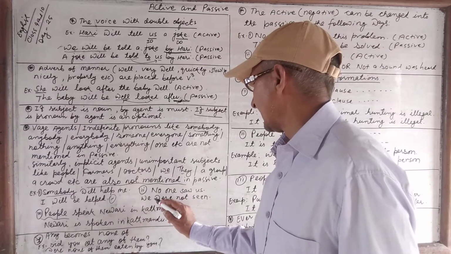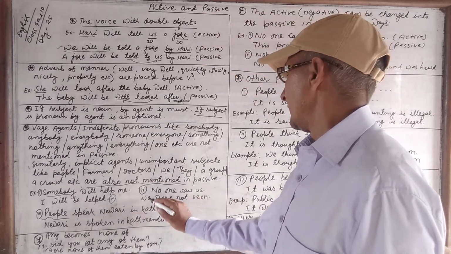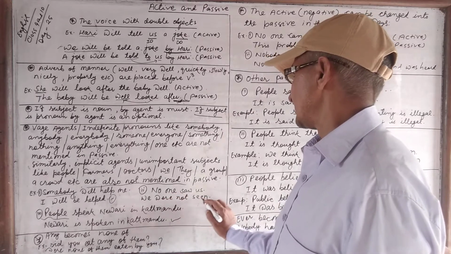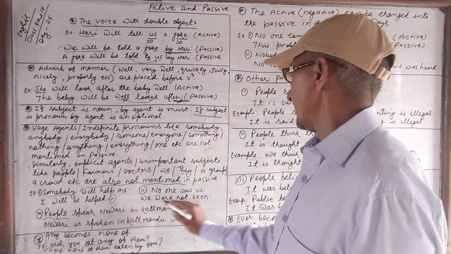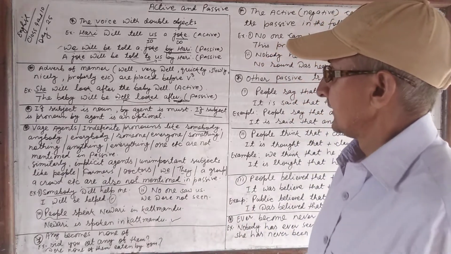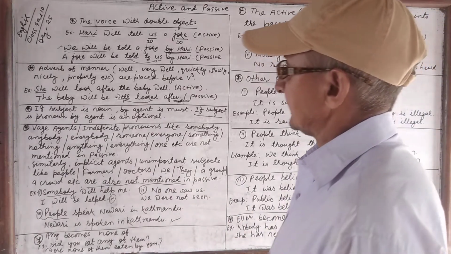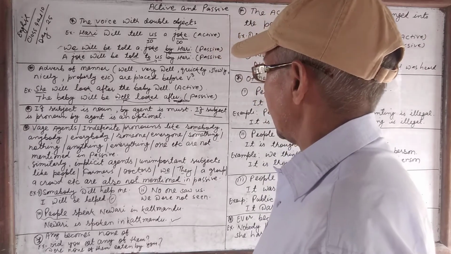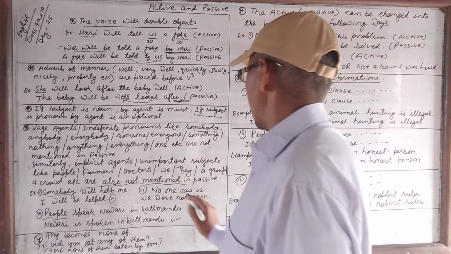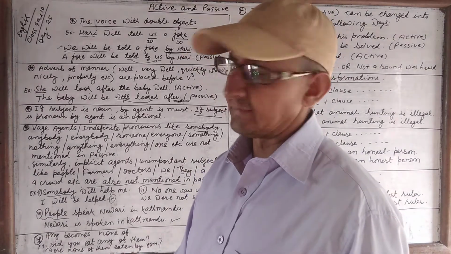Another example you can see here. No one saw us. We were not seen. Okay? No one saw us. We were not seen. We don't mention the vague agents or indefinite pronouns in the passive.